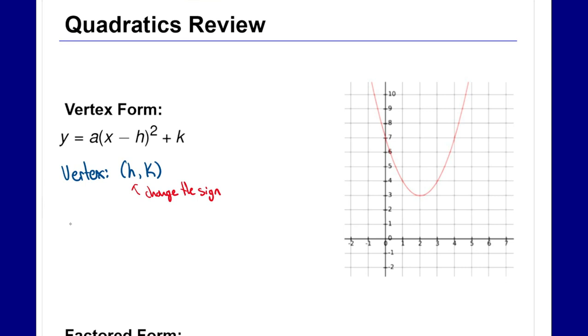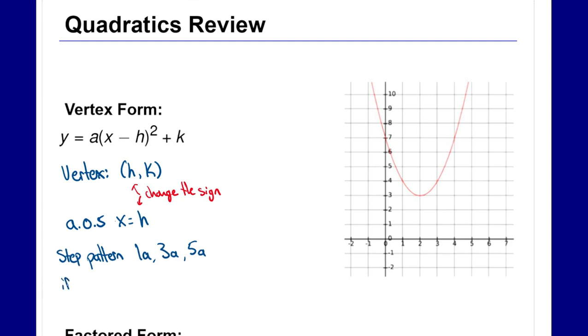It also tells us the axis of symmetry. The axis of symmetry is basically a vertical line that cuts our graph or parabola in half. And in our case, it's x equals h. Again, we have to make sure that we change the sign on the h. It also tells us whether it opens up or down and the step pattern. And that all deals with the a value. The step pattern is 1a, 3a, 5a.